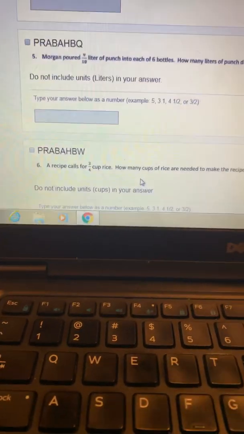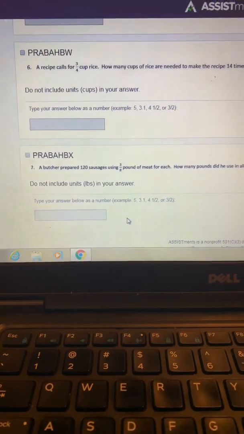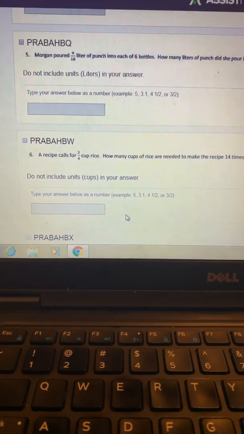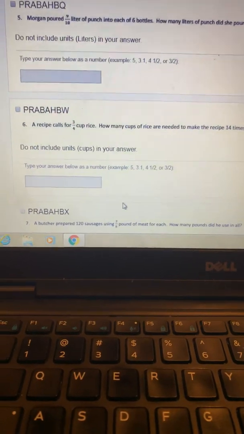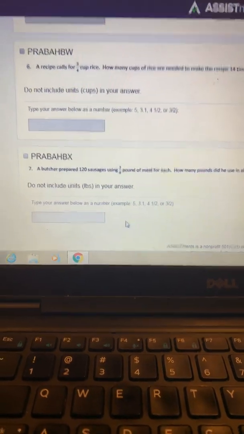Now, at the end, you have 3 word problems to do. We know that we've been multiplying or doing repeated addition. So those are the strategies that you're going to be using for these 3 problems.